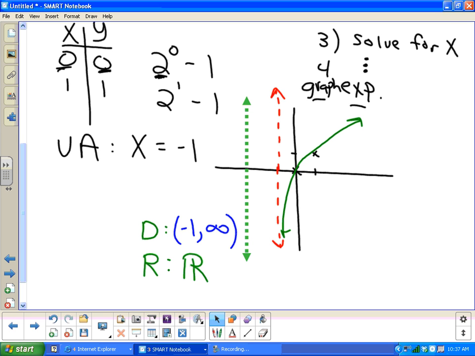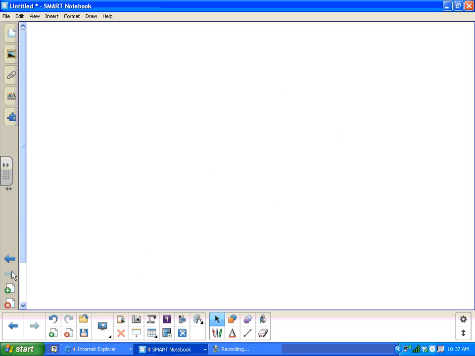Right? Now, does that kind of make sense about how you graph a log one? You just switch it to an exponential form. All right, let's look at one more. Let's do this one real fast.